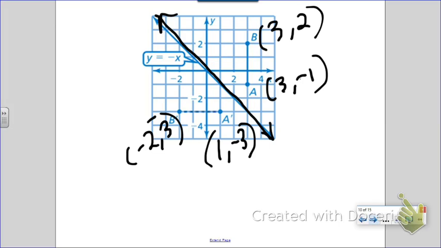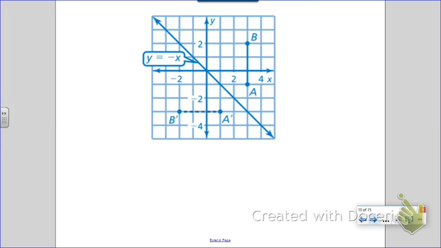So we take the point and switch the x and y, and then take the opposite of both of those numbers. So if they were positive, they become negative, negative becomes positive.